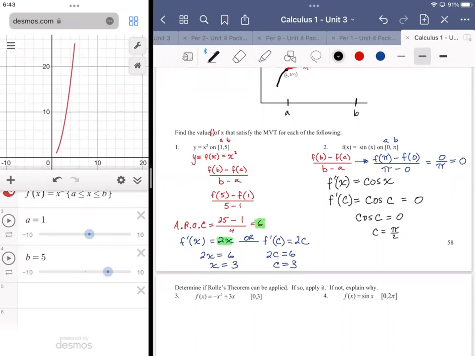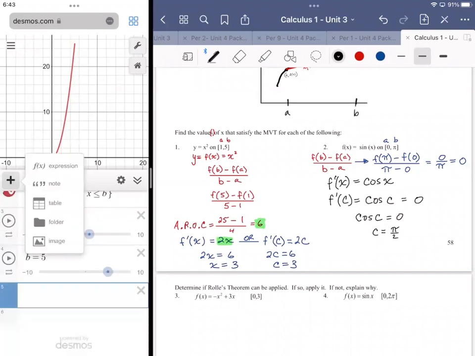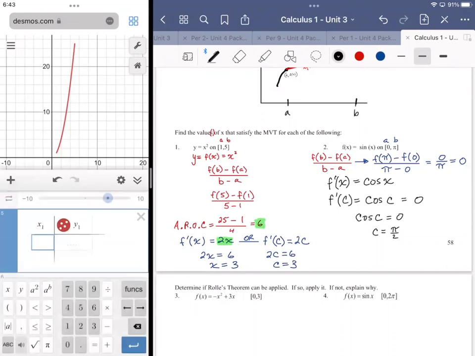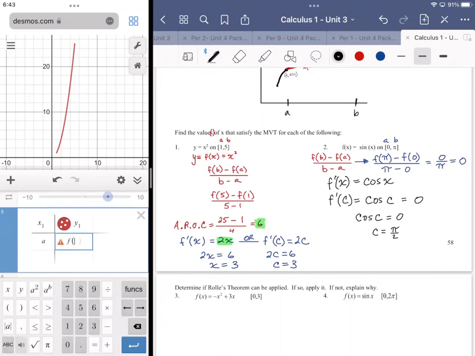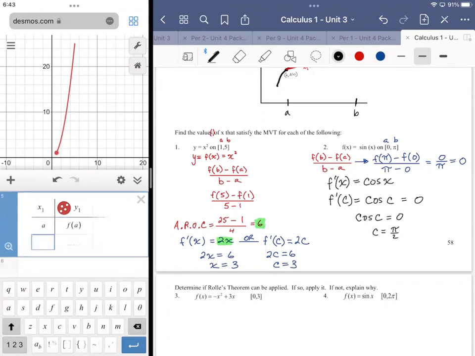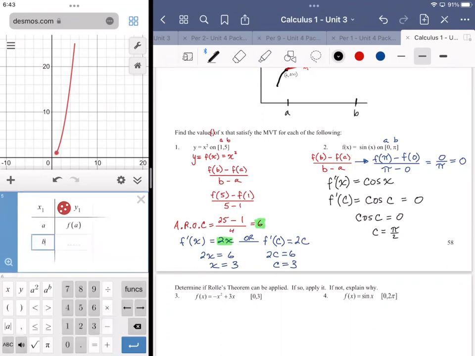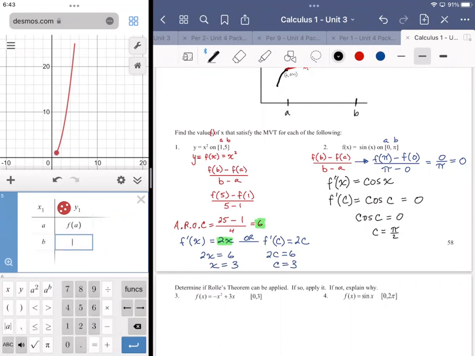Right. So I want to actually have some nice coordinates. So I'll make a little table here so I can connect the dots, a, f of a. And this is very similar to slope of the secant. I believe I have that applet up there. b, f of b. Oh, there we are.